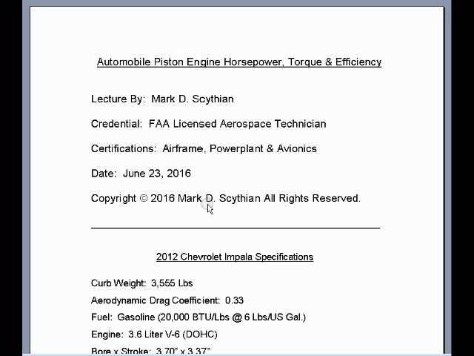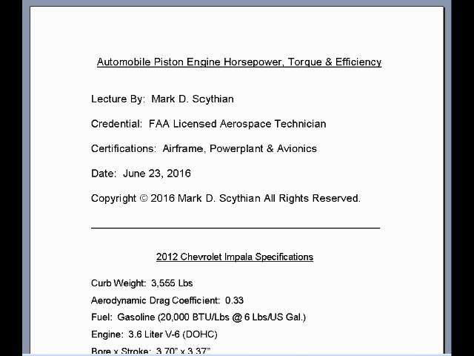In this video lecture, we will be discussing how to calculate automobile piston engine brake horsepower, foot-pounds torque, and brake thermal efficiency while the automobile is in motion. This will be a two-part lecture. The first part will cover the formulation and concepts, and the second part of the lecture will carry out the applied calculation to an actual automobile make, model, and year.